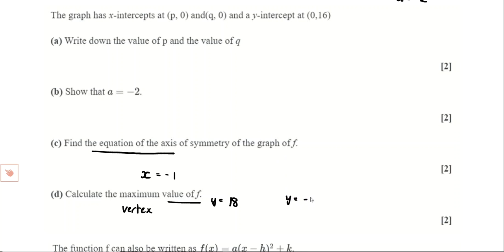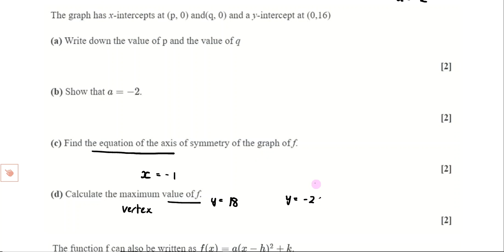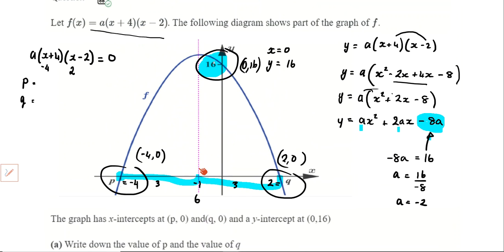Well, I now know y is negative 2 x squared. No, actually, it's not what I've got. I've got negative 2 multiplied by x plus 4 and x minus 2. And I know that the vertex lies on which line? Well, what was part C? The vertex, where is it? The maximum value. Which line is it on? This is the point that they're asking you for.